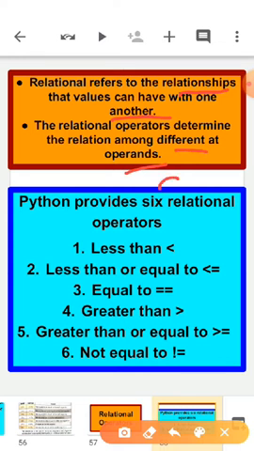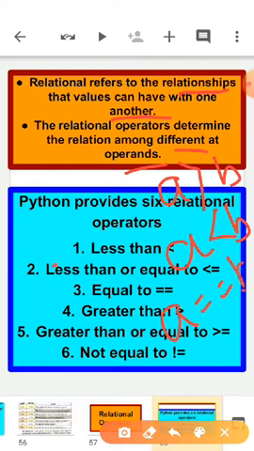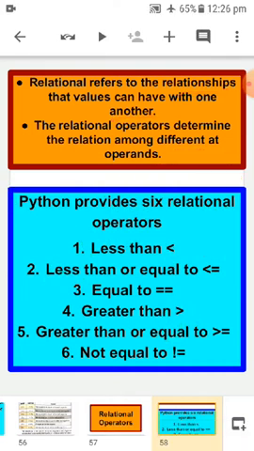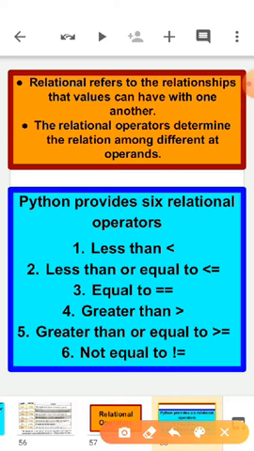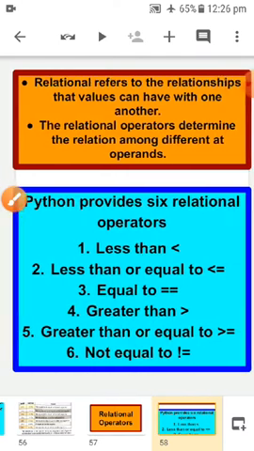See, if you are having a and b, what kind of relationship do they have? Is a greater than b? Is a smaller than b? Is a equal to b? Is a not equal to b? So the kind of relationship they have is depicted by the relational operator. We have six types of relational operators: less than, less than or equal to, greater than, greater than or equal to, equal to, and not equal to. In programming we are going to discuss each and every one.